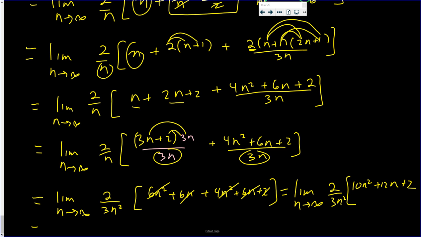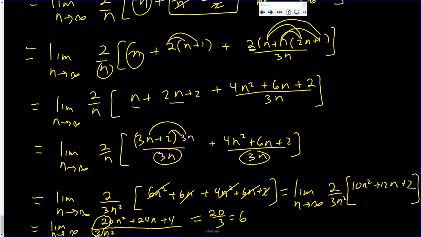Now let's see if I can sneak in one more line. This is the limit as n goes to infinity of 2 over 3n squared, or 2 times. Now, let me distribute the 2 and then we'll be done. When I distribute that 2, I am going to get 20n squared plus 24n plus 4. So the final answer, since the numerator and denominator have the same degree, the final answer is going to be 20 over 3, which is 6 2/3. That finishes this video for basic sigma notation.